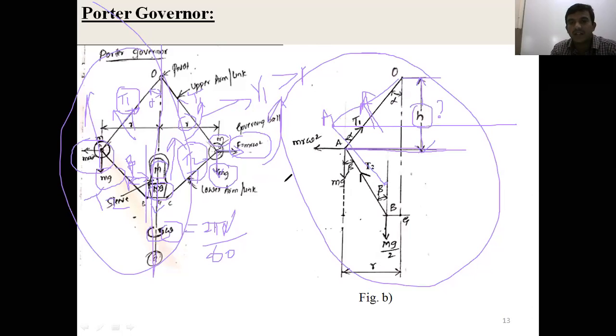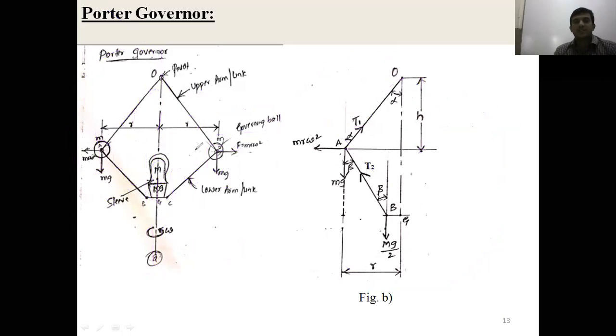As the speed increases, what will this height be? This is also the height of the governor, which we'll call H1. When the radius of rotation of the governor ball is this distance, it is called R1. Our aim is to determine the height of the governor when the governor rotates at the equilibrium speed. That small derivation is there.